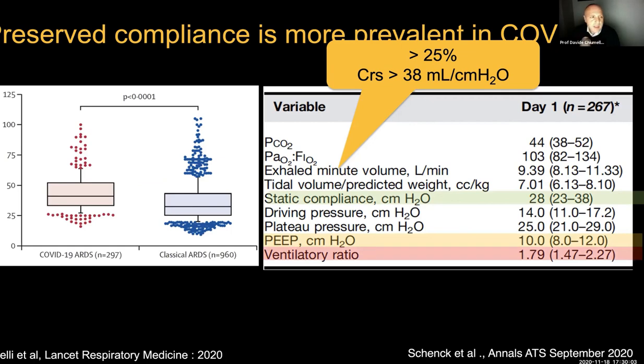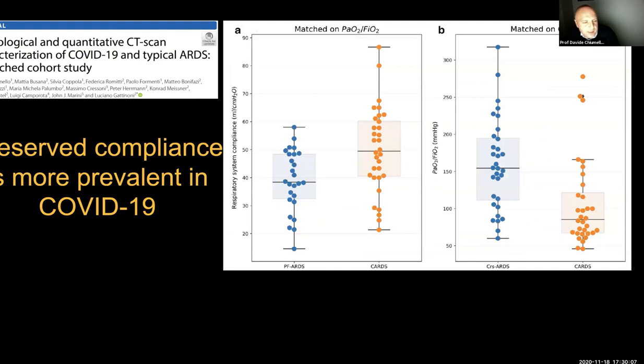And this is a study from Professor Chiumello and Professor Gattinoni, the first and last author in this paper, where you can see that when patients are matched either for PF as well as all the other characteristics between typical ARDS, which we call PF ARDS, or ARDS from COVID-19, you can see the difference in lung volume in COVID-19.